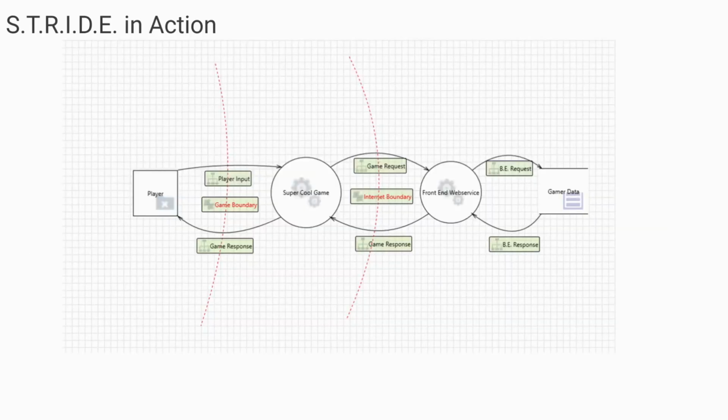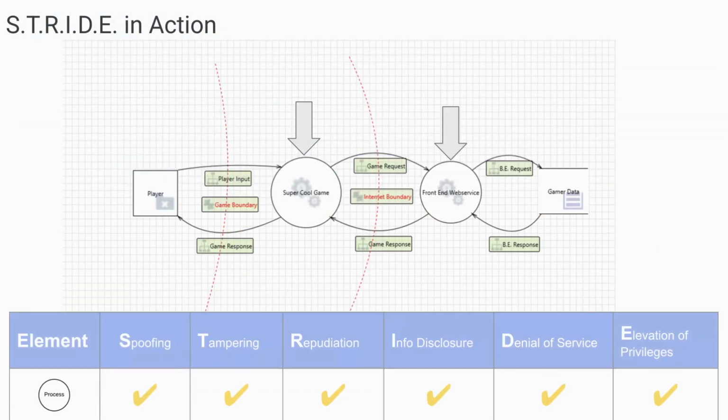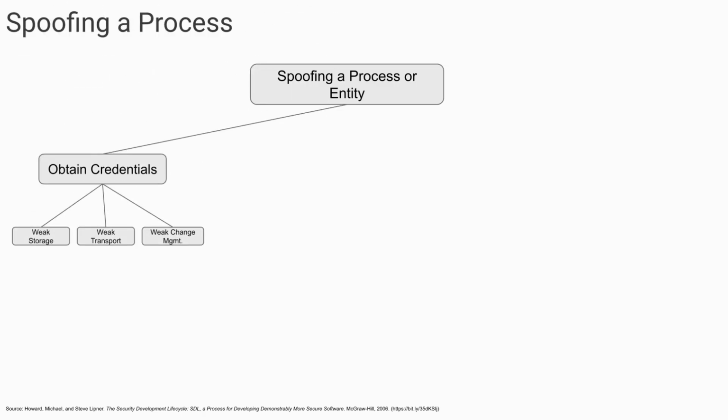Then there's also spoofing a process. So how would you go about spoofing these processes? Well, the first thing you could try is obtaining the credentials. Generally, you obtain credentials in one of three ways: weak storage, weak transport, or weak change management. Weak storage being you're keeping them somewhere, either on a piece of paper or in a file area that you shouldn't, outside of protected storage. You're transporting them, like we saw in the last threat model, over a weak channel integrity, so we can grab the credentials from there, or a weak change management process.